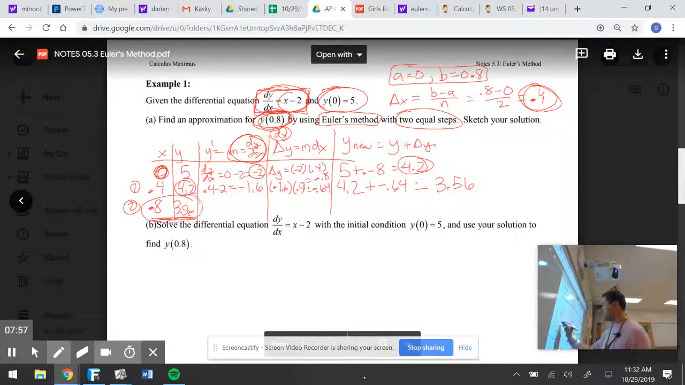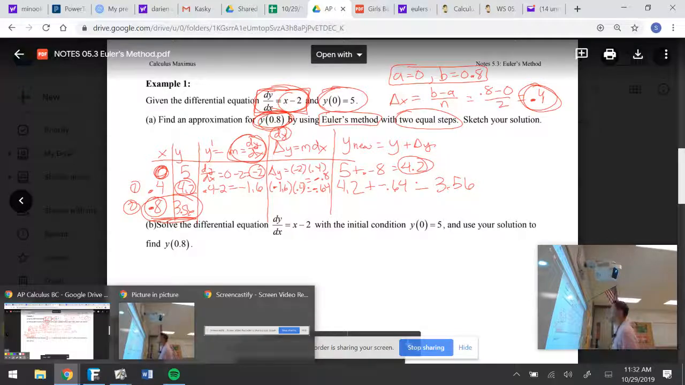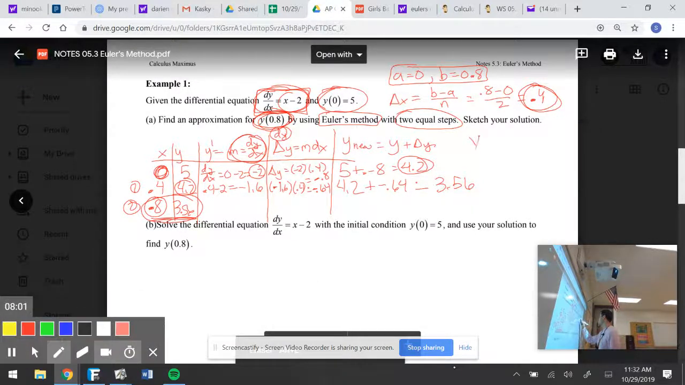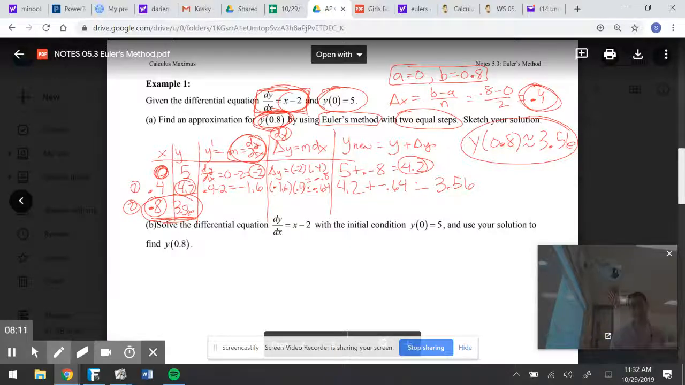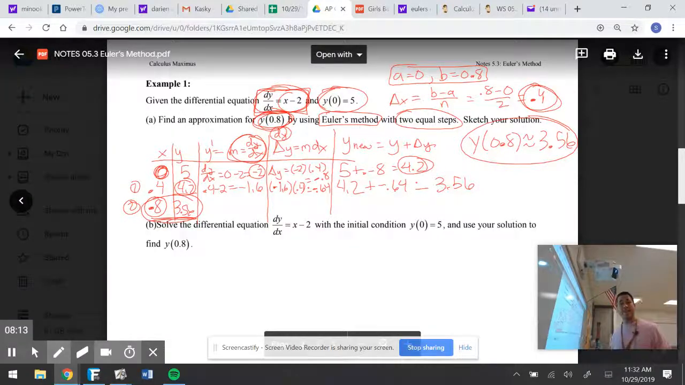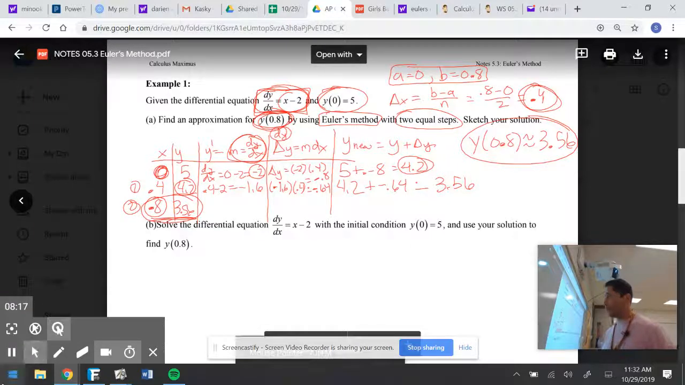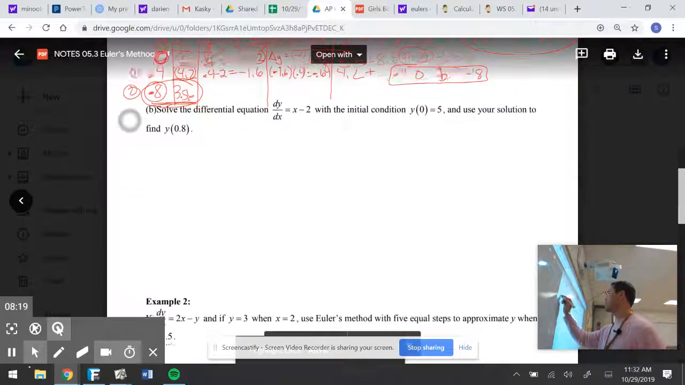So I come over here, 3.56, and I'm done. Why am I done? Because they're asking me to approximate it. So y of 0.8 is approximately equal to 3.56. Boo! That is Euler's method. That's all there is to it. The only way that it gets maybe a little bit more annoying is when they have you do a lot of steps.